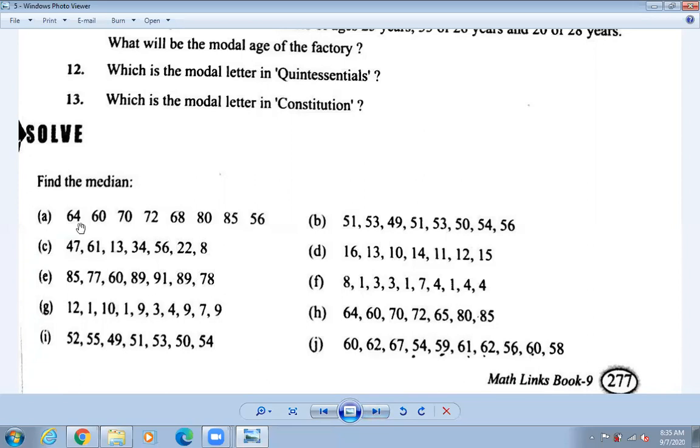Oh my god. Okay, so this 60 must be in front of 64. Okay, but it is back side. So 56 is also there. So 56 must be in the front because it is the smallest number.